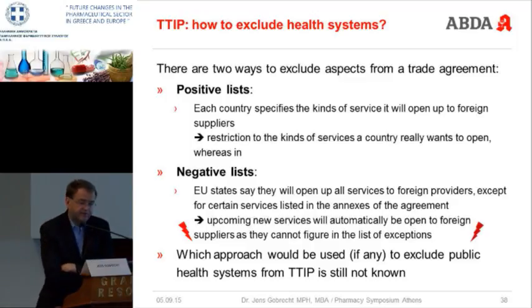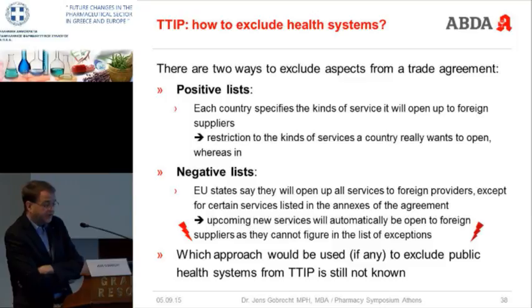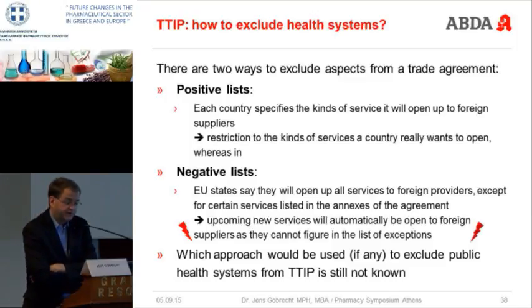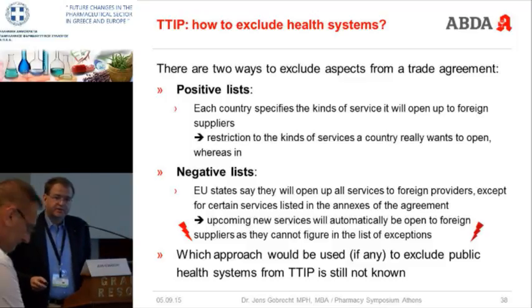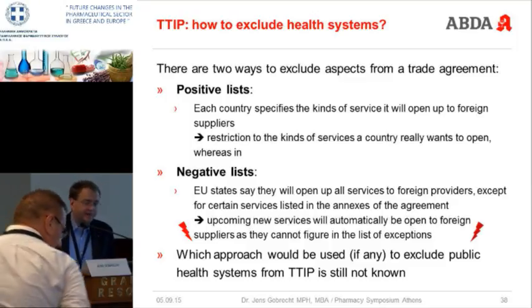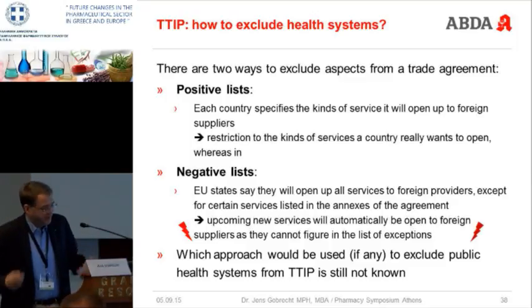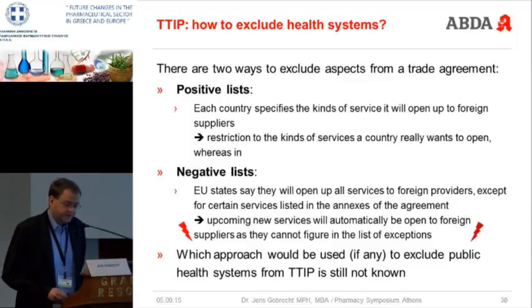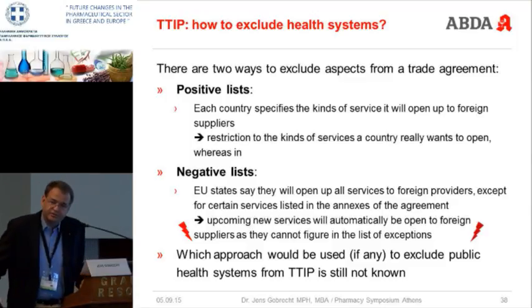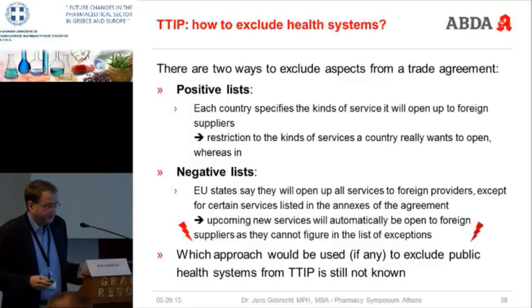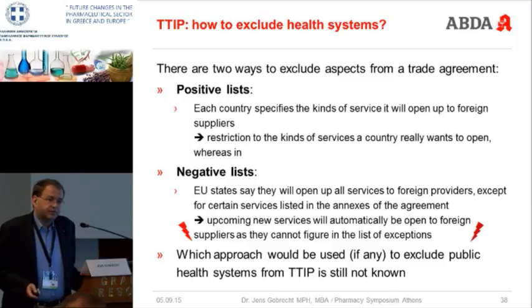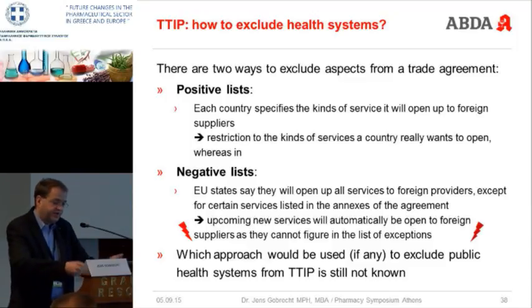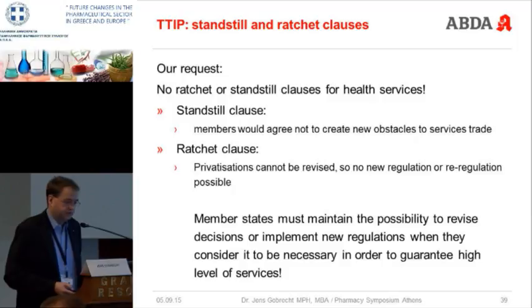A negative list is the other way, and the EU states say they will open up all services to foreign providers except certain services listed in an annex of the agreement. But then the problem is upcoming new services will automatically be open to foreign suppliers, as they cannot figure into the list of exceptions because you have not developed them yet. So which approach, a positive list or negative list, they will use in the TTIP is still not known.